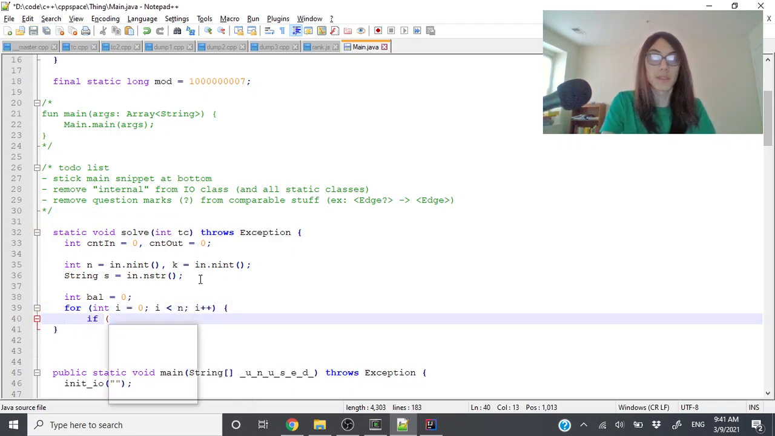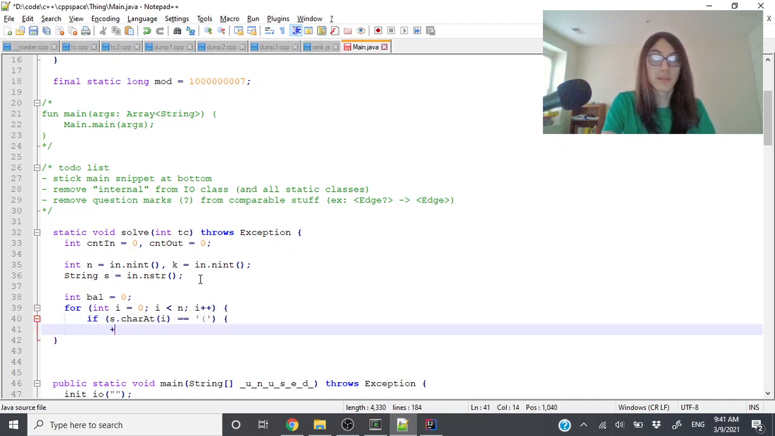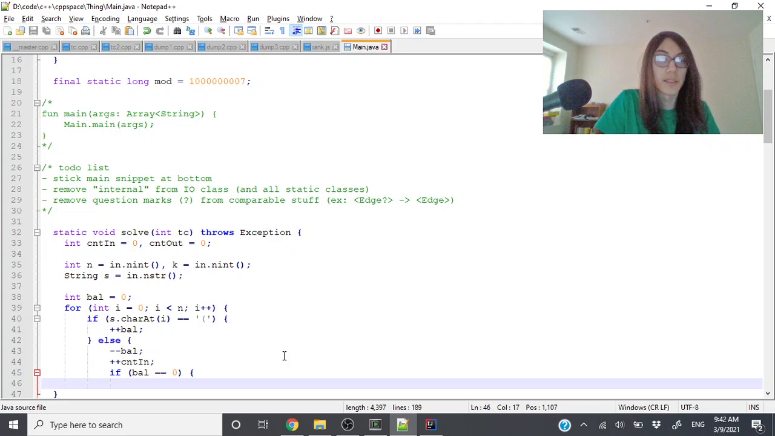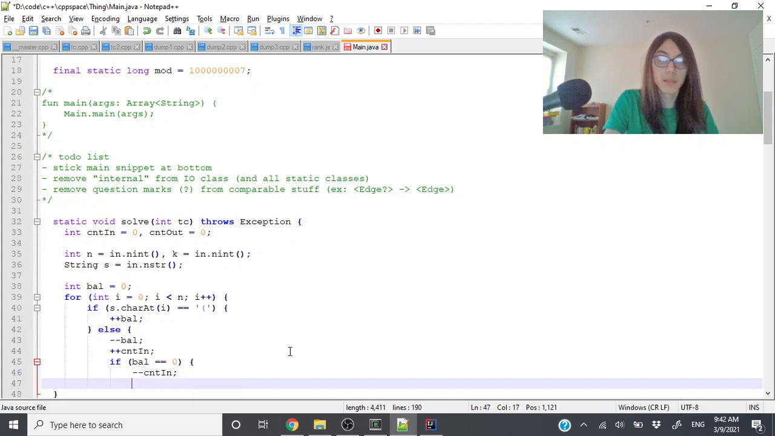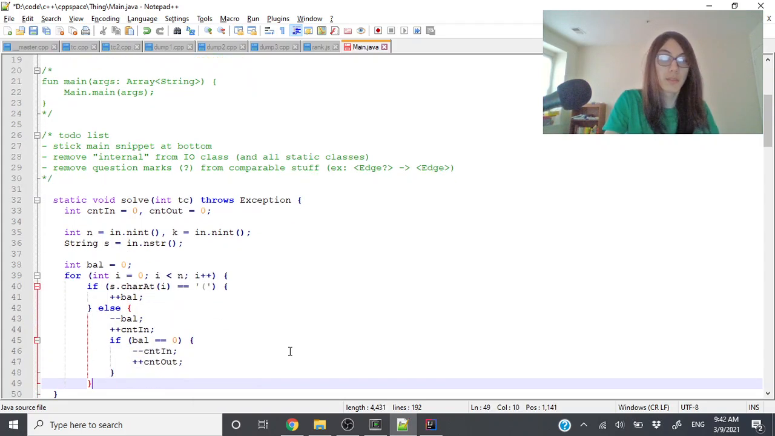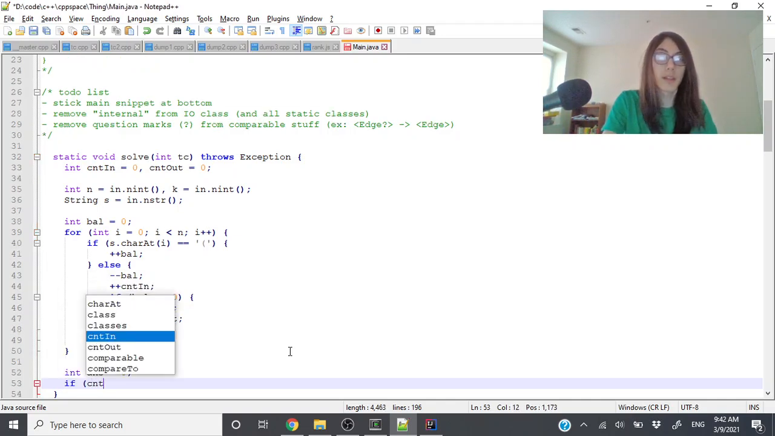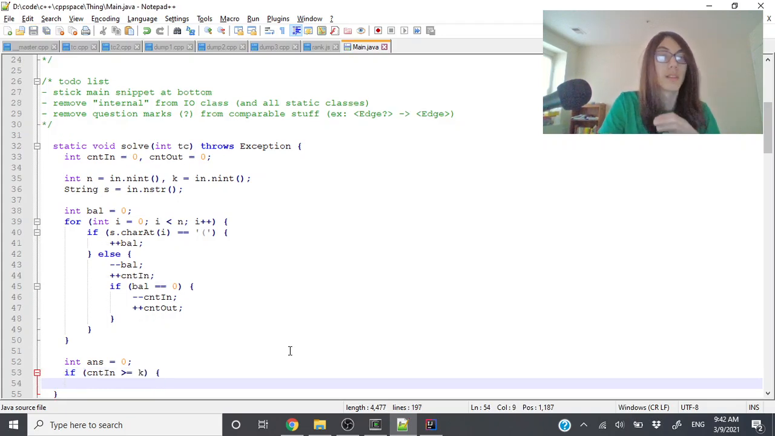So if s.charAt(i) is equal to that, if val is equal to 0, then we have a new group. So minus count in plus count out. Int ans equals 0. If count in is greater than or equal to k, then out.println.